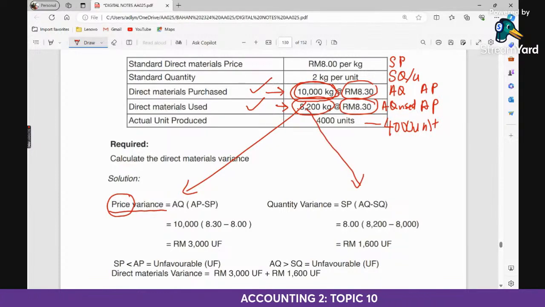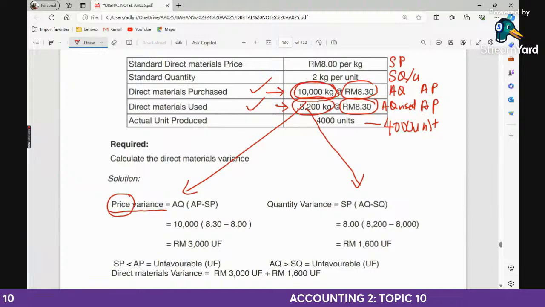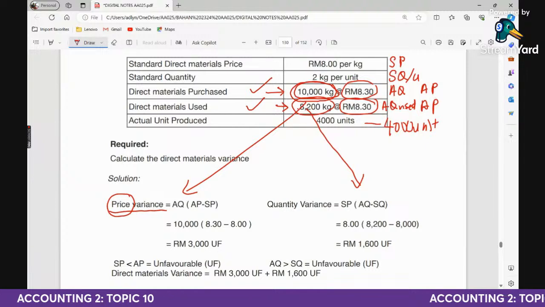Sebab kita faham quantity variance dia bukan nak tengok berapa banyak saya beli, tapi dia nak tengok berapa banyak yang saya guna. Sebab dia nak bezakan yang I budget, I akan guna dengan yang I guna betul-betul dalam pengeluaran. Okay, alright. So the price variance, the AQ is 10,000.